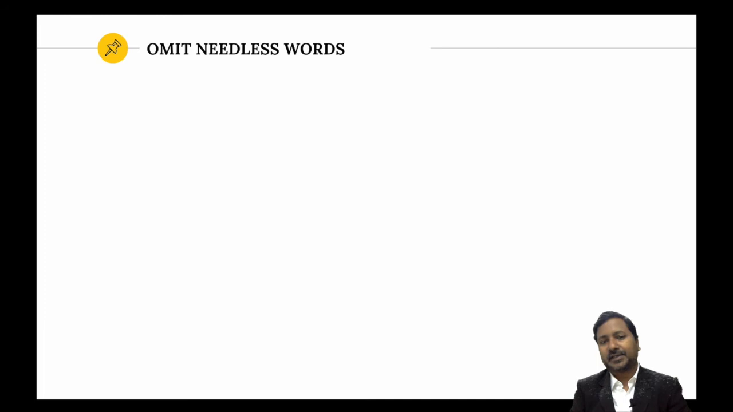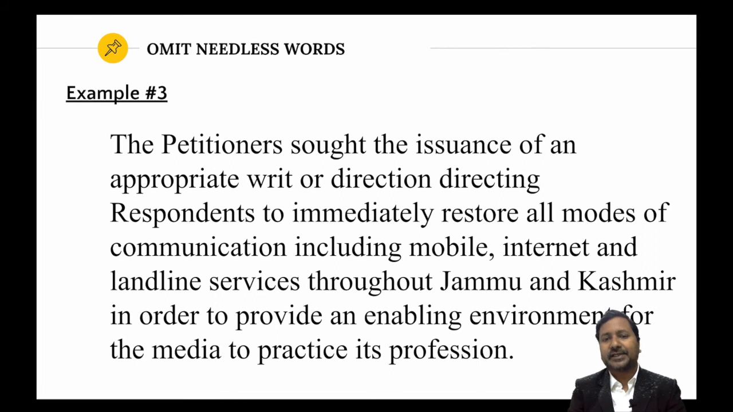Now let's put the learning into action. "The petitioners sought the issuance of an appropriate writ or direction directing respondents to immediately restore all modes of communication, including mobile internet landline services, throughout Jammu and Kashmir in order to provide an enabling environment for the media to practice its profession." At first glance, there are too many ambiguous words, which makes the sentence a little hard to grasp for the exact meaning that is intended to convey.